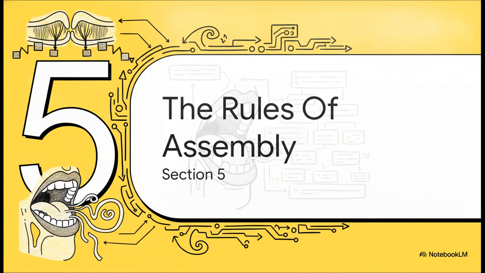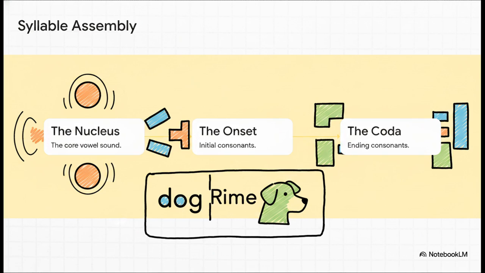Moving right along to Section 5, the rules of assembly. So now that we have our basic hardware outputs, we need the software rules to stitch them all together.